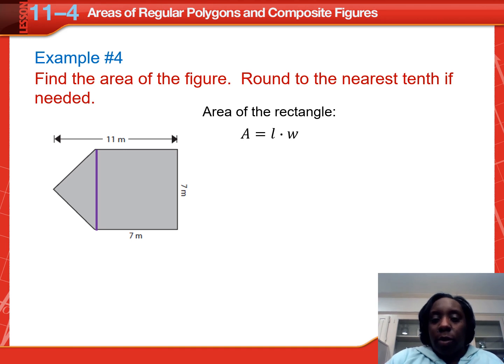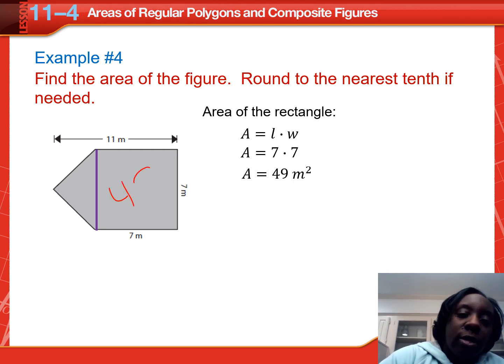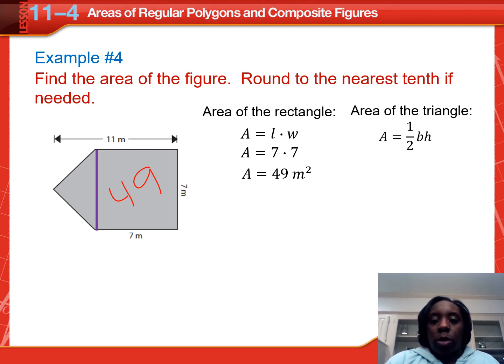So let's do the rectangle or square. Yes. 7 times 7 is 49. 49 meters squared. So I know this area is 49. Now it's time to work with the triangle. So we need the base and the height. Well, the base of the triangle is kind of easy to see because I know that 7 is going to be taken across. That's easy.